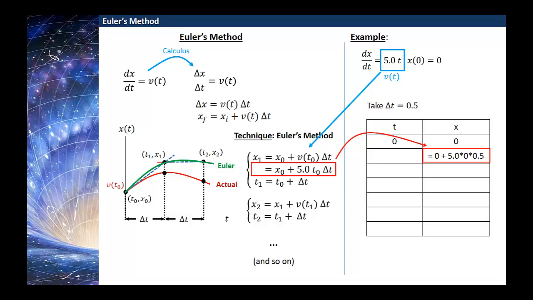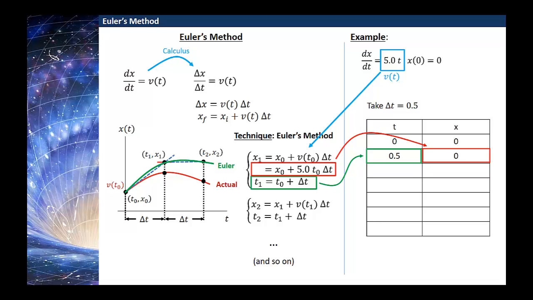Because I want to do now the second line for t as well. So the second line for t as well is that t1 is t0 plus delta t. So I just take t0, which was 0, plus delta t, which is 0.5, and that gives me t1. Okay, now let's simplify these a little bit more. So then I have 0.5 and 0 for this line of the calculation. Okay, so that gave me the t1 and x1 line of the calculation.